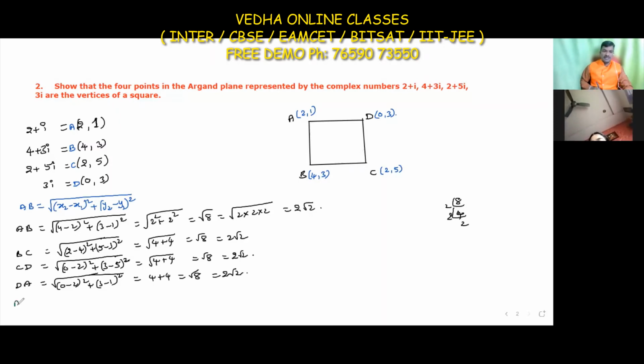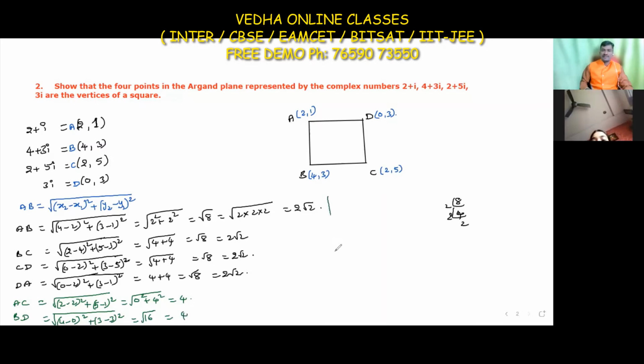I'm finding the AC diagonal: under root of (2 minus 2) whole square plus (5 minus 1) whole square. So 2 minus 2 is 0, and 5 minus 1 is 4, square is 16, and root 16 is 4. Now find BD: under root of (4 minus 0) whole square plus (3 minus 3) whole square, that is 16 plus 0, which is 4.